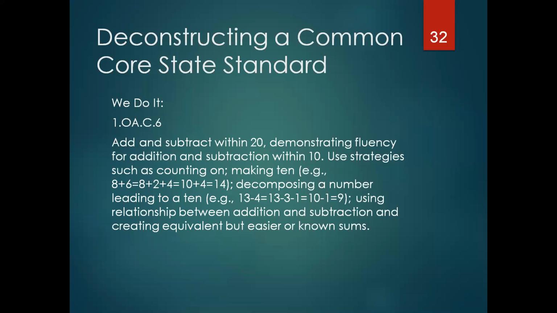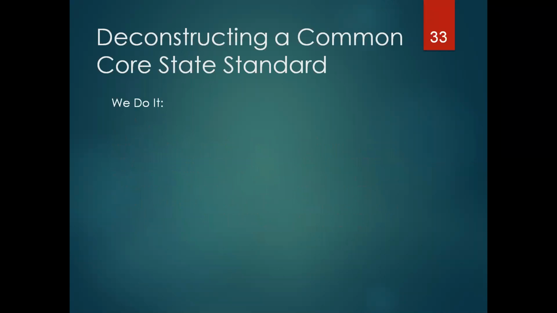But let's stay right here on this standard, and let's deconstruct it. Let's find some more objectives within this standard. Ability to make 10. Perfect. They have to be able to make 10. Good. Someone else. Decomposing a number? Oh, you got it. Good. Decomposing numbers. Absolutely. So we got 3. Good.